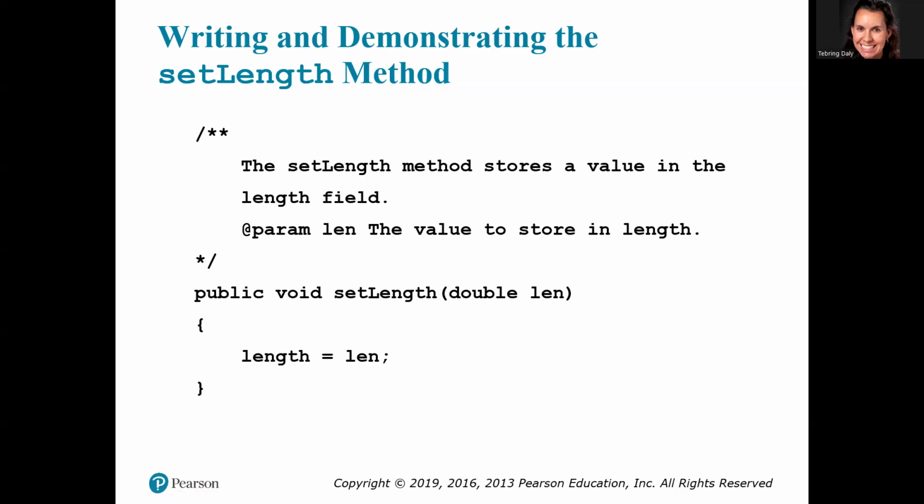So if you pass in 7, 7 will go into LEN when you call it, and then it'll take that 7 and make it the actual field 7. Okay. Seems like a lot of work just to change the value of a field, and there's no validation in here. So you might say, couldn't it just be public and I change it directly?